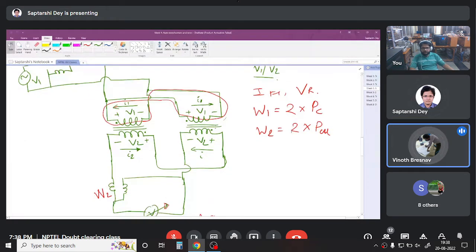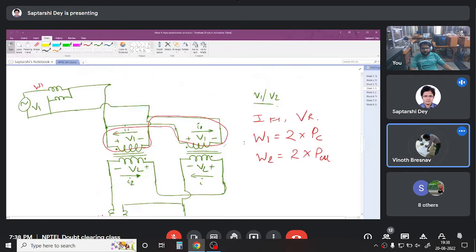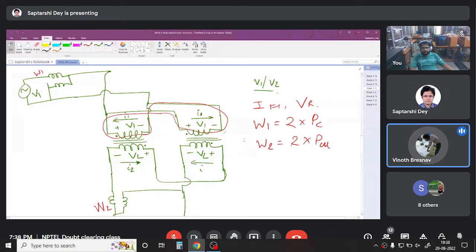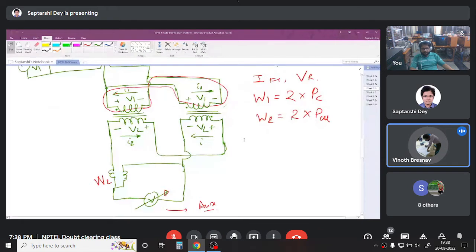No doubt? At the same instant, we are connecting W1, W2 only, sir. Yes. First, we connect the W1 and then the secondary open circuit. After that, we connect to W2. Yes, then connect like that, sir.